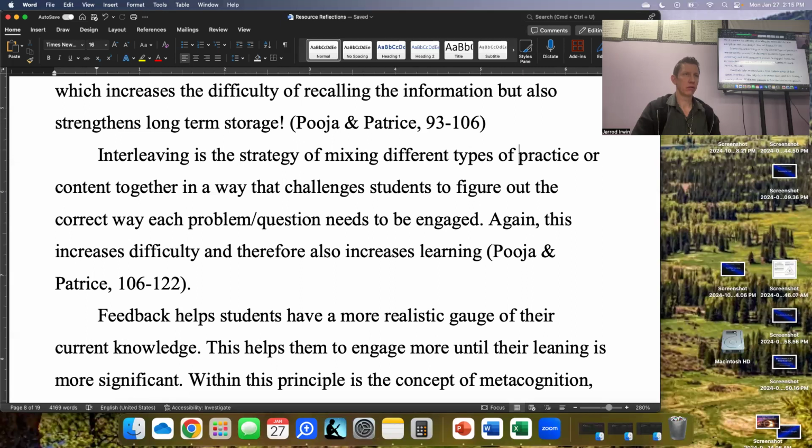Interleaving would be like spending time on this one, and then we'll spend time on the next one. And then spending time reviewing A, then spending time with B, then with C, then spending time reviewing B.